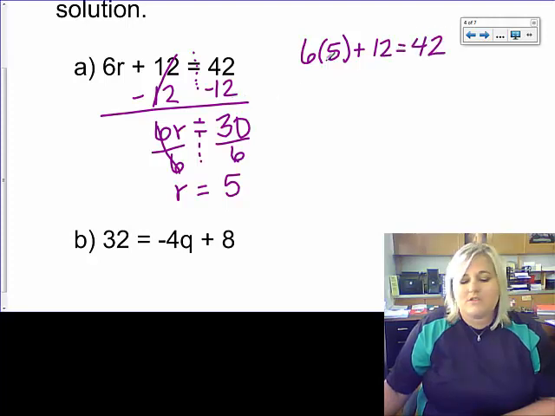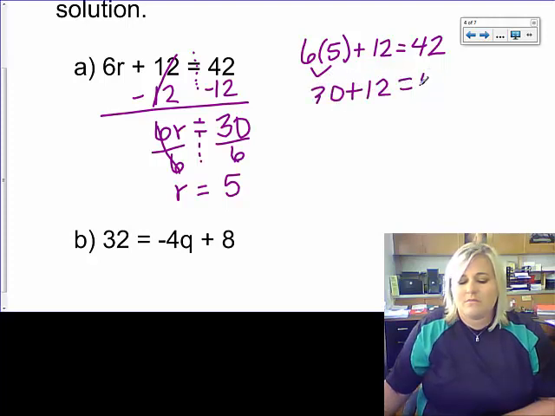So, order of operations over here, I have multiplication and addition. I'm going to multiply first. So 6 times 5 is 30. Bring down my plus 12. Bring down my equals 42. 30 plus 12 equals 42.